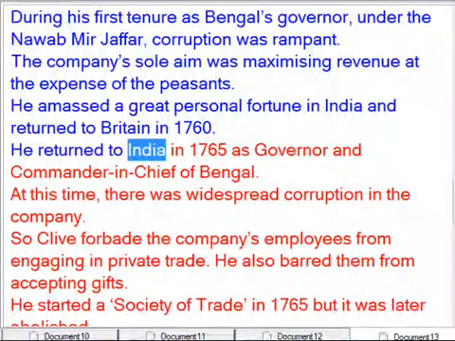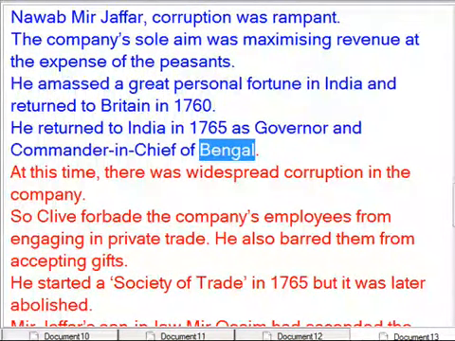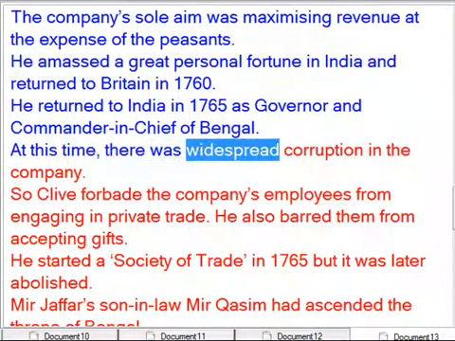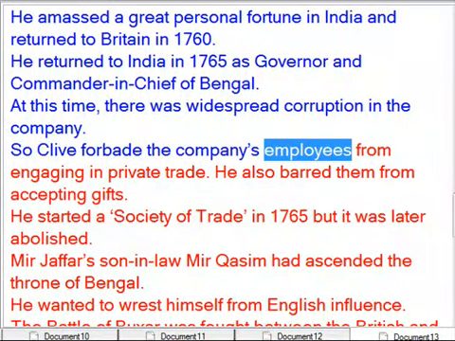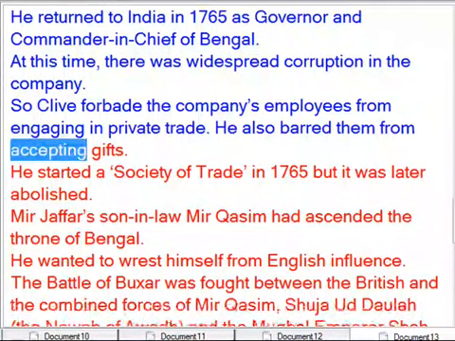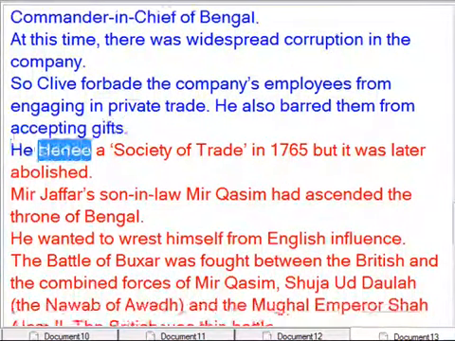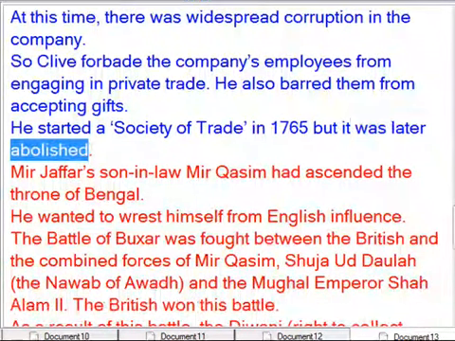He returned to India in 1765 as governor and commander-in-chief of Bengal. At this time, there was widespread corruption in the company. So Clive forbade the company's employees from engaging in private trade. He also barred them from accepting gifts. He started a society of trade in 1765, but it was later abolished.